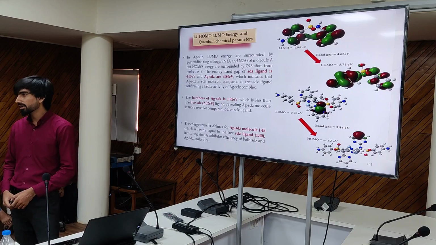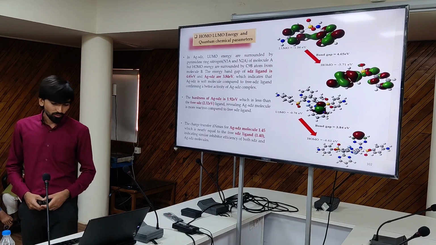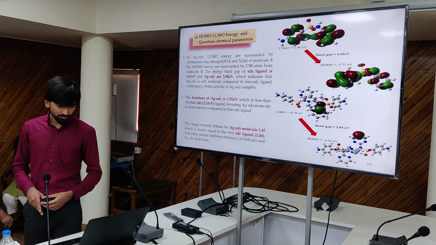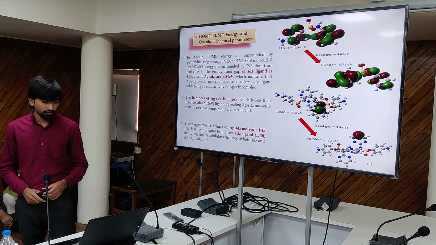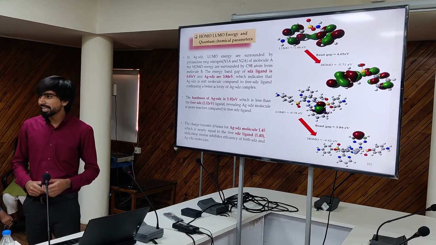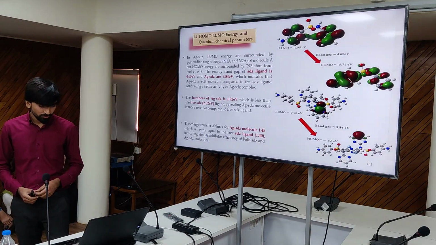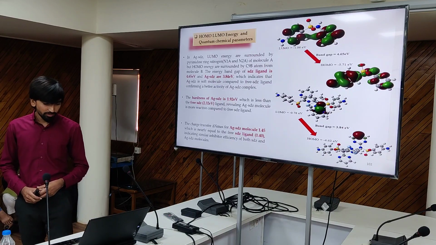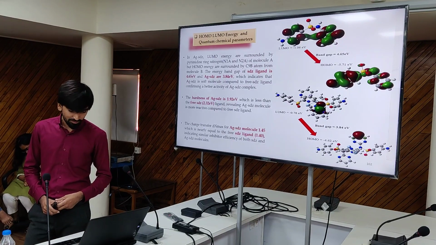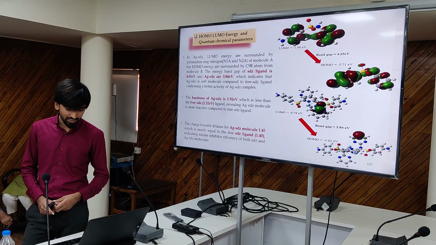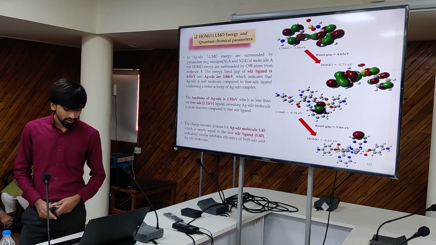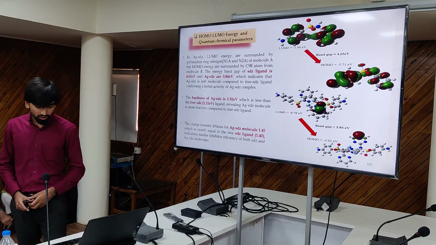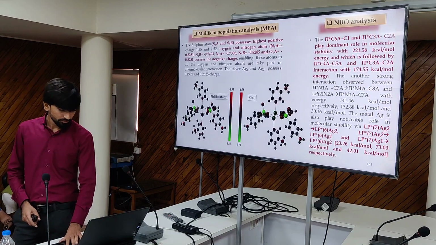So it means that the metal complex is softer in nature compared to the sulfadiazine molecule, and at the same time the hardness of the silver sulfadiazine is less compared to the sulfadiazine molecule. And for inhibition efficiency, the inhibition efficiency of the silver complex of sulfadiazine is 1.45, and in the case of the sulfadiazine molecule it is 1.4. So it means that the metal complexes are more inhibitory in nature compared to the sulfadiazine molecule.